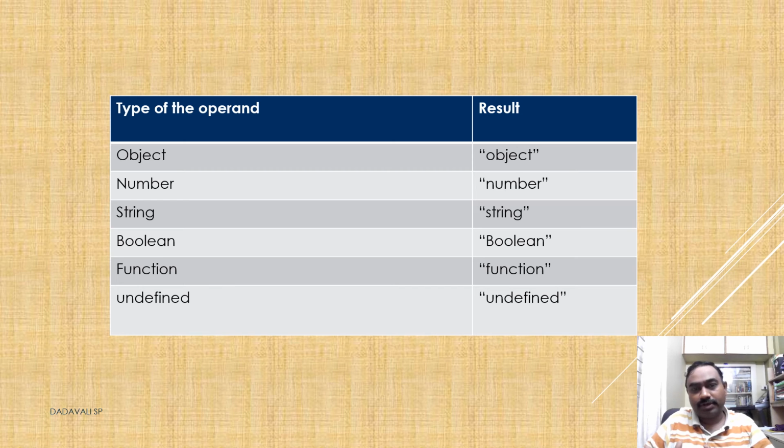If a string is there, typeof returns string. For boolean, true or false, the result is boolean. If a function is there, it returns function. If undefined is there, it returns undefined. You can see the example.